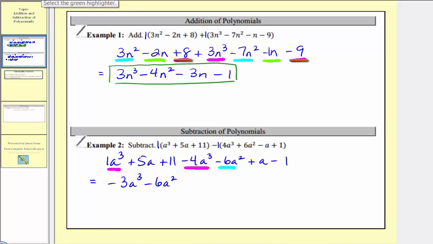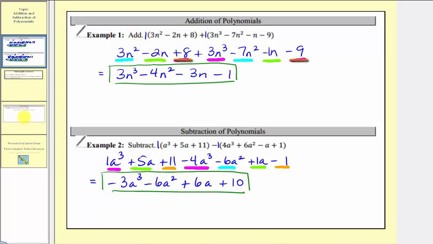And now for the a terms, we have 5a, and here we have a, which of course is the same as 1a. So 5a plus 1a is 6a, so we have plus 6a. And finally, looking at our constant terms, we have 11 and negative 1 here. 11 minus 1 is equal to 10, so we have plus 10. This would be the difference of the two polynomials.